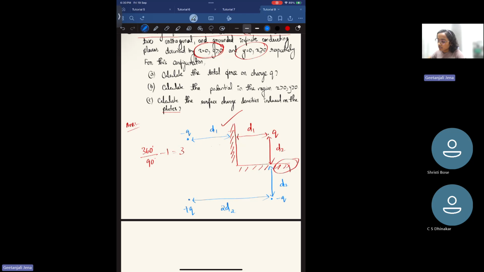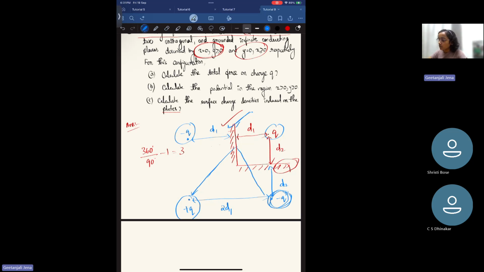So these charges should be present so that the total potential on any of these planes should be 0. So here you can consider one plane, let us say this plane. So the total potential for this charge and this charge is 0. But for this image charge, it's not 0, right? So to make it 0, we are placing an image charge symmetrically for this plane here, so that the total potential is 0. Yes, sorry for the typo, it is 2d1.